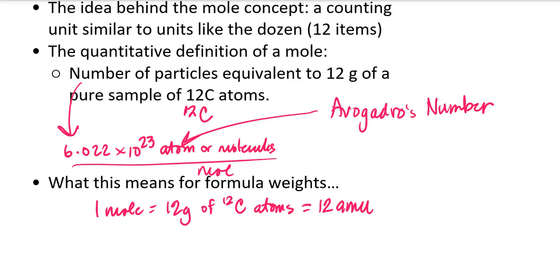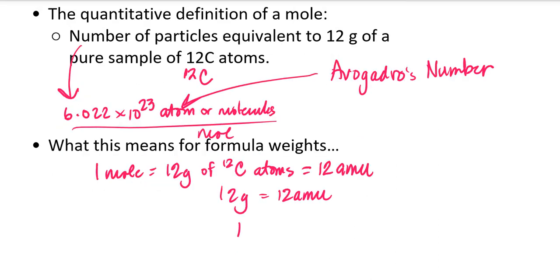And so if 12 grams are equivalent to 12 atomic mass units, that means that 1 gram is equivalent to 1 atomic mass unit. That allows us to make the equivalency, which you were aware of last year, that 1 AMU is also equivalent to 1 gram of substance per mole. This is what bridges the gap and allows us to measure out precise and accurate quantities of substances and then relate those quantities to the mole scale.